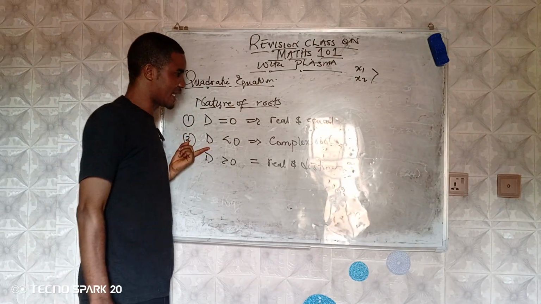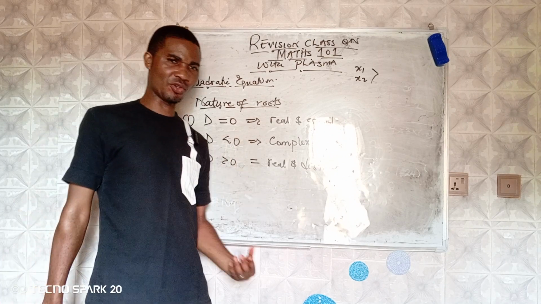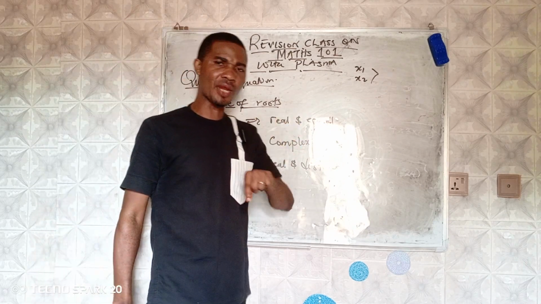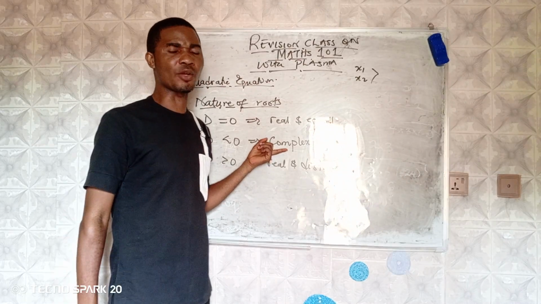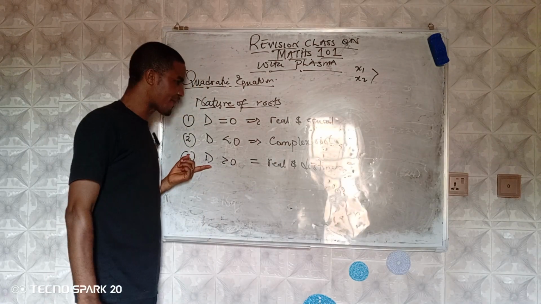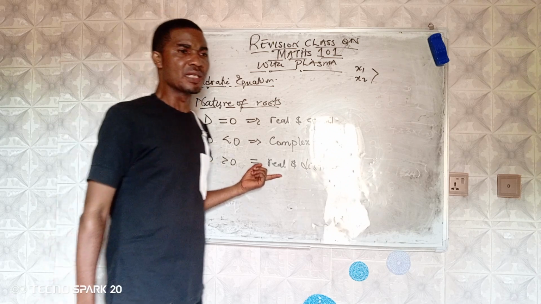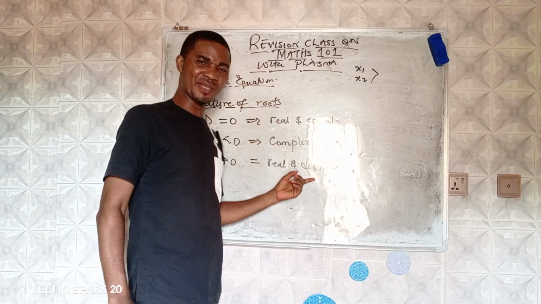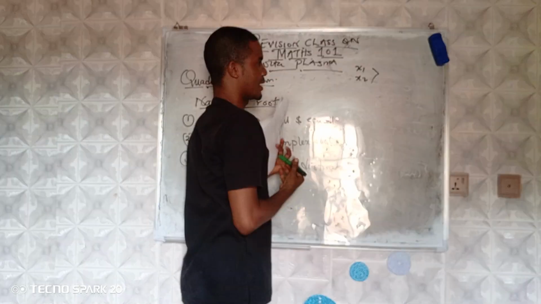Again, if the discriminant you have gotten is less than 0, maybe -1, -2, -3, then if you factorize such a quadratic equation, the roots you get will be complex roots. Also, if the value of the discriminant is greater than 0, then the roots of that quadratic equation will be real numbers, and they will be distinct. That means x1 and x2 will be real numbers, but they will not be the same.